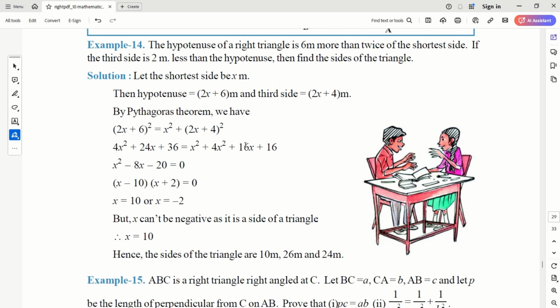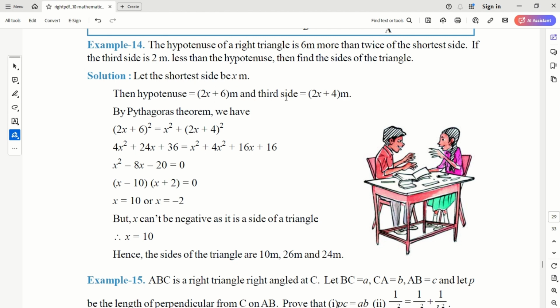So first thing is, which one will you call x? Let's call the shortest side x. Then the hypotenuse will become 2x plus 6, 6 more than twice the shortest side, correct? So hypotenuse is 2x plus 6. Third side is 2 meters less than the hypotenuse, right? That is 2x plus 6 minus 2, which is 2x plus 4.